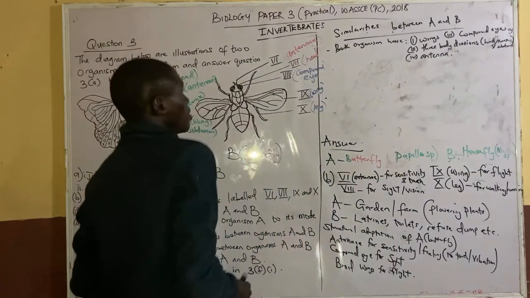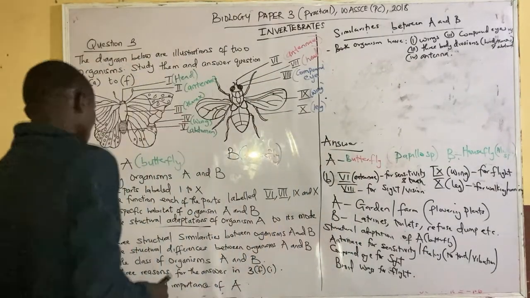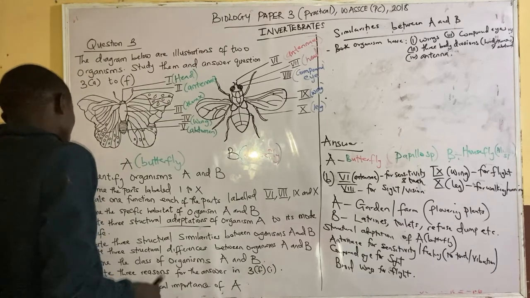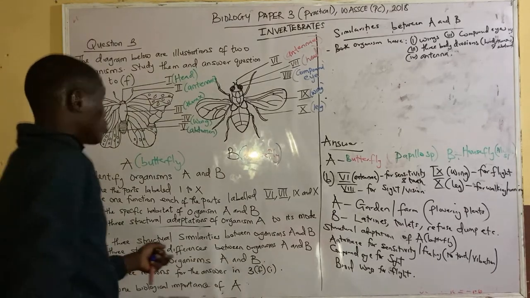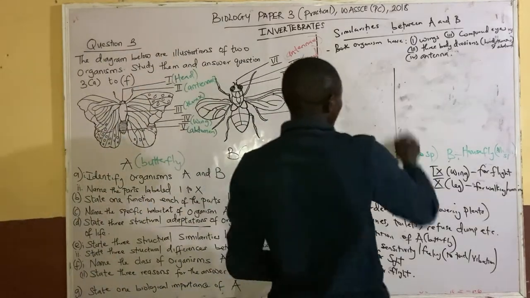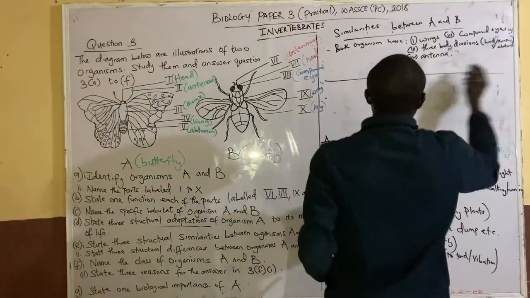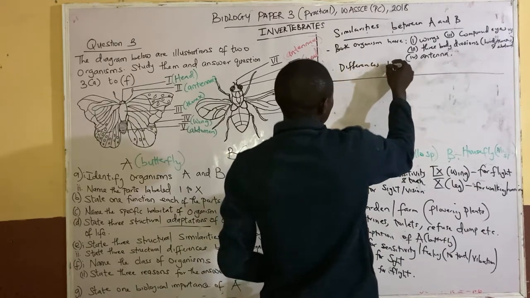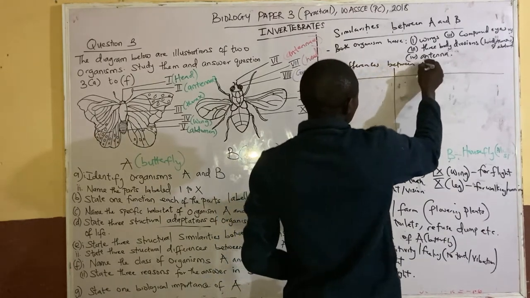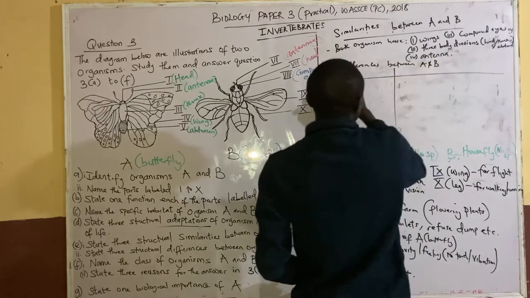They have antenna. So that is five. They have to mention three. You can mention more than that, but we have to mention three. State the structural difference. When I'm talking about difference, I have to tabulate it. The differences between what? A and B.